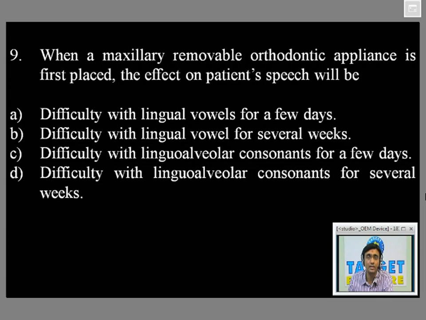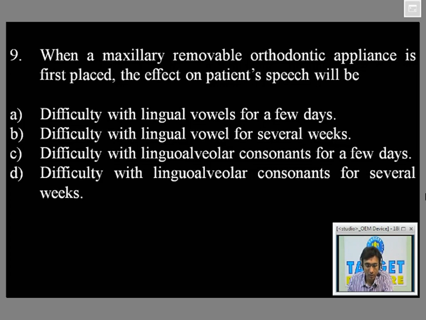Vowels are formed by open vocal cords, so it is unlikely that vowels would be affected, but the linguoalveolar consonants would be affected, though only for a few days, not for several weeks. It has been found through studies of many patients that they are okay with the appliance, with speech, and with the amount of salivation which increases on the first day of wearing the appliance. Such complaints decrease after 2 days to a few days more, maybe a week, but not more than a week. It cannot be a difficulty with linguoalveolar consonants for several weeks.